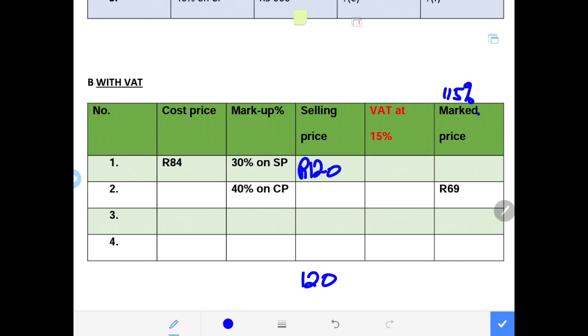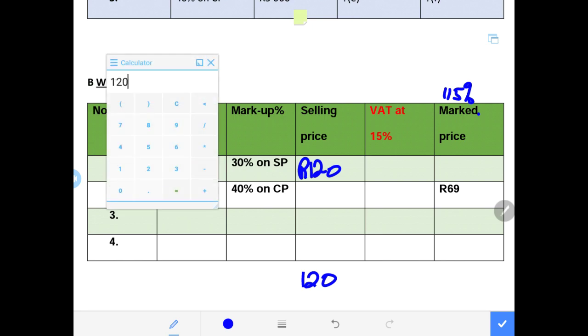Now we have our 120, then we need to go and calculate our VAT. Obviously, VAT is 15% of the selling price, times 0.15. This will give us 18 Rand. Then 18 Rand plus 120 will give us 138 Rand.